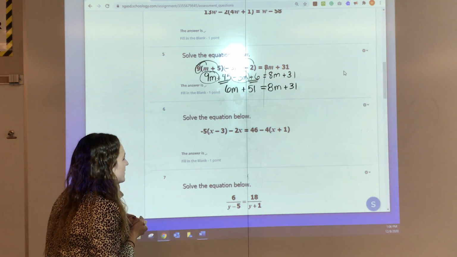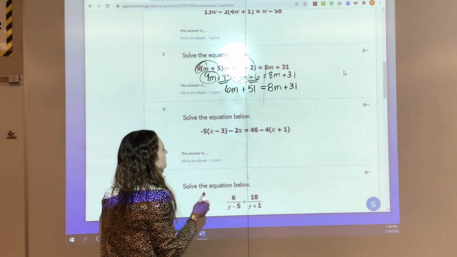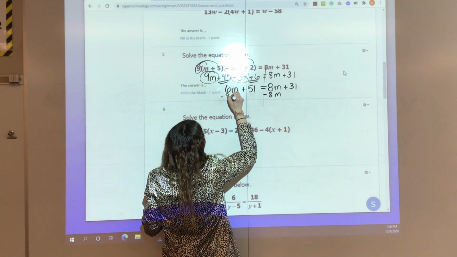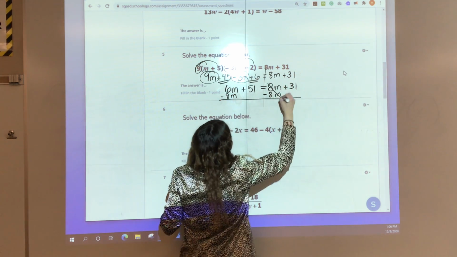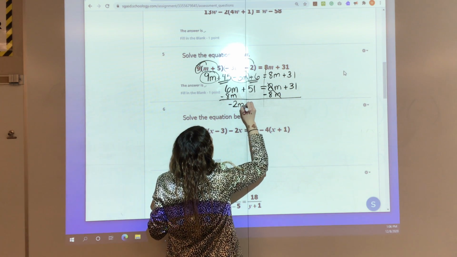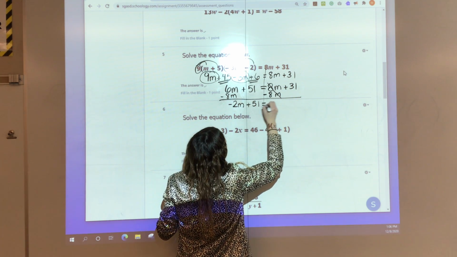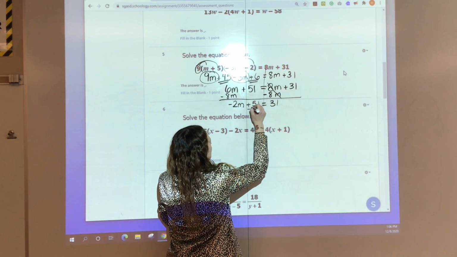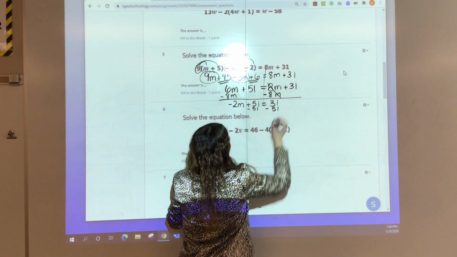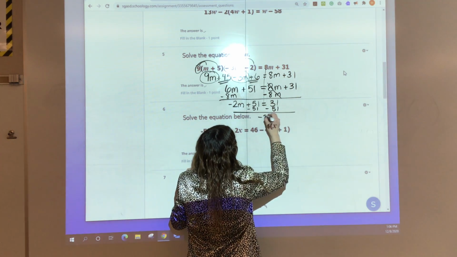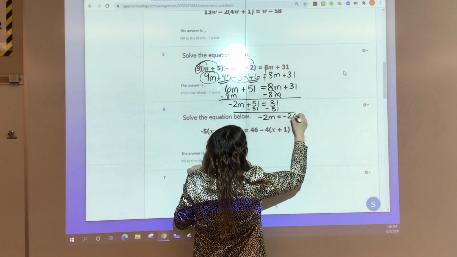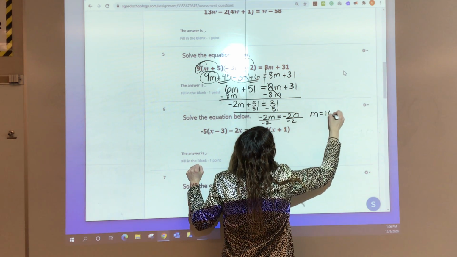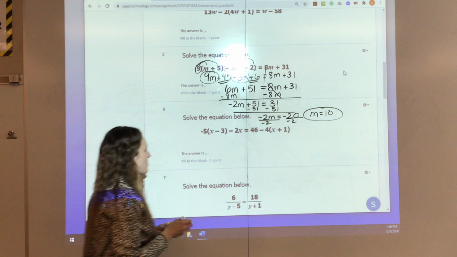Alright, I'm going to move one of my variables. I'd like to move things to the left, so I'm just going to subtract my 8m. That goes away. I have -2m plus 51 equals 31. Now I have to get rid of this 51 by subtracting. So I have -2m equals -20. And if I divide that by -2, m equals a positive 10.